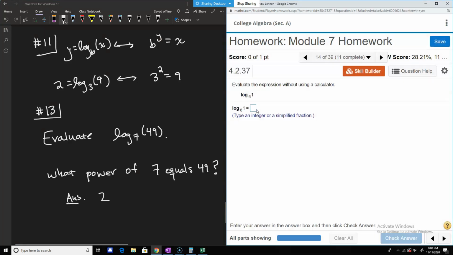What power of 6 makes 1? What do you raise 6 to that gives 1? Well, raising something to 0 always gives 1. So 6 to the 0 power equals 1. So the thing you raised it to is 0. That's your answer.